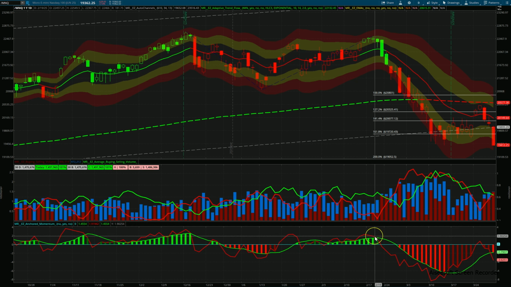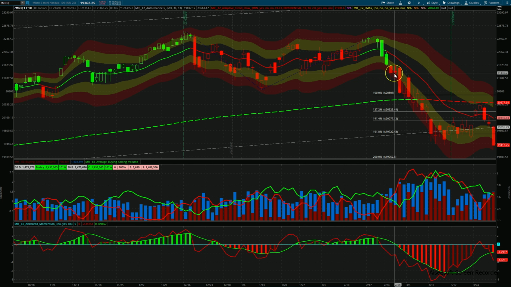But yet, the green line, the slow line, is still above the zero line until it breaks down here below the zero line. Where's that? That's a pretty good, that's a little counter trend rally before a big move to the downside. So that was a pretty good indication there.